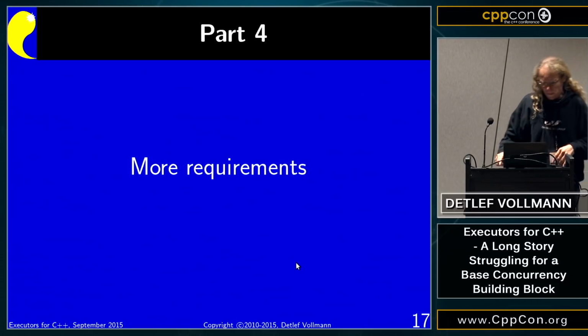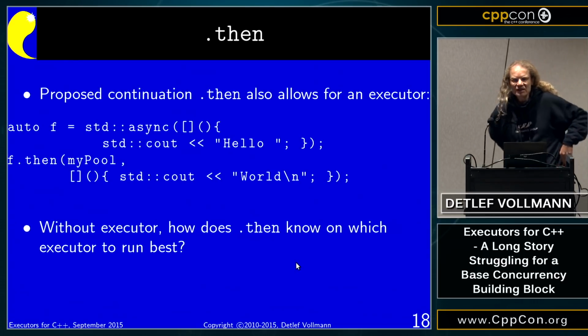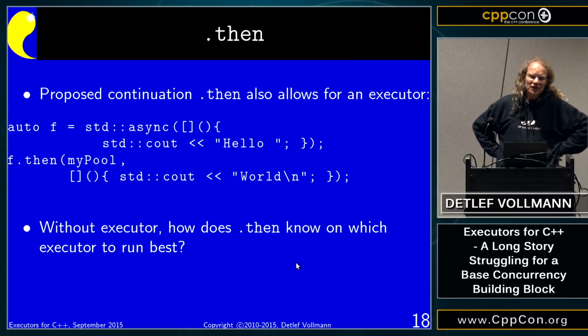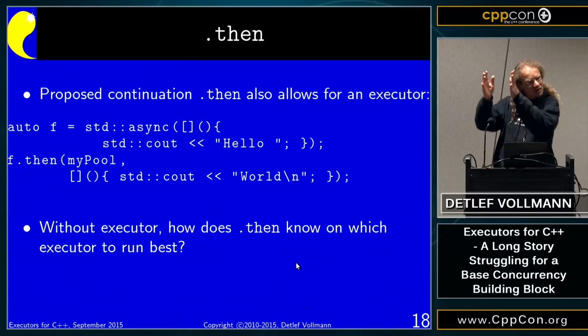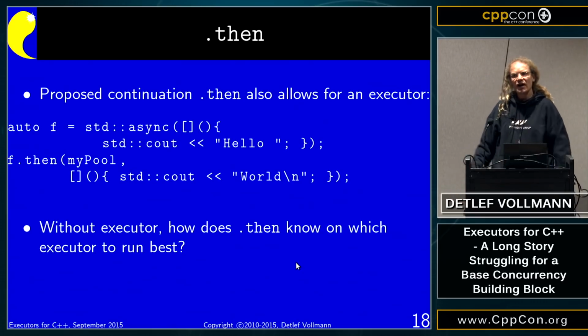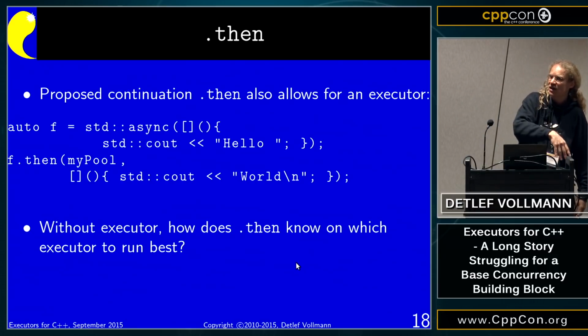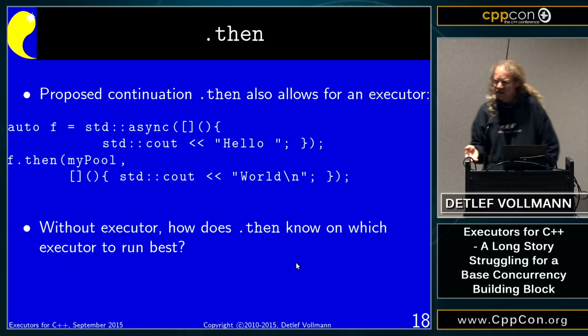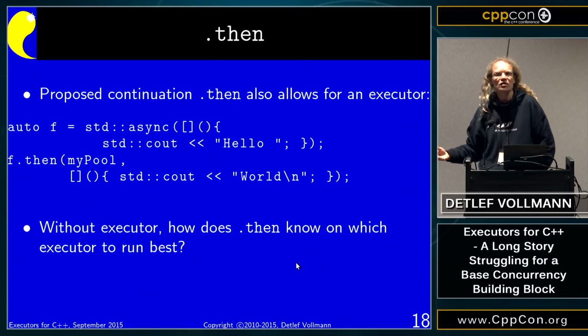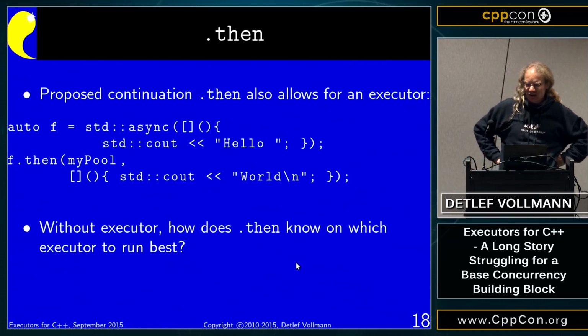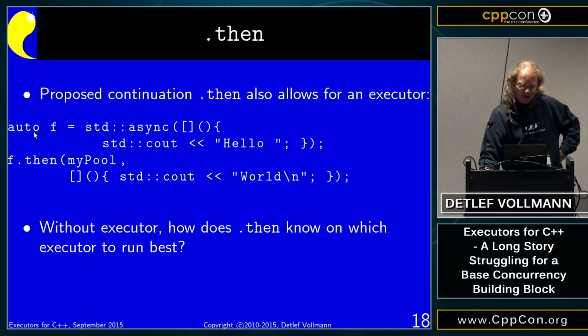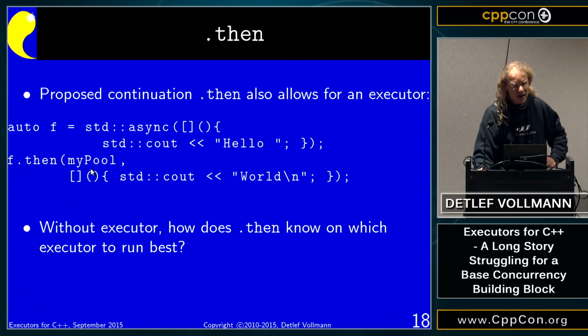And we got more requirements. One of them is .then. We have the .then proposal, the future .then, which is a continuation that runs after that future is ready. So if your first task has finished, you know what you want to run after that. You just start an async with something, use the future that you get from the async, and then you put a continuation on this future, and that continuation should run on my specific executor.